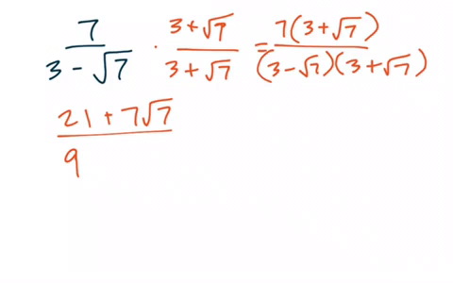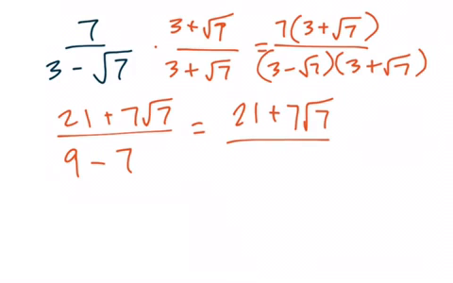And then multiply negative square root of 7 times square root of 7. Of course, it's square root of 49. So minus square root of 49, which would be 7. Alright, so then I'm going to subtract. So I end up with 21 plus 7 and the square root of 7 over 2.